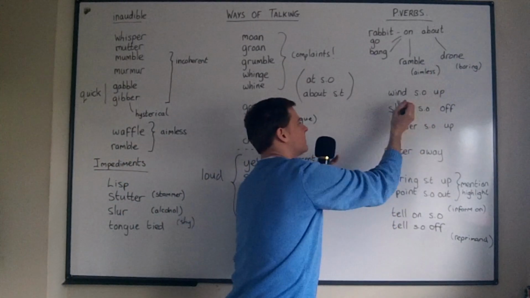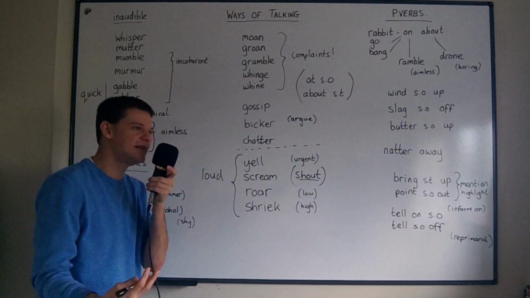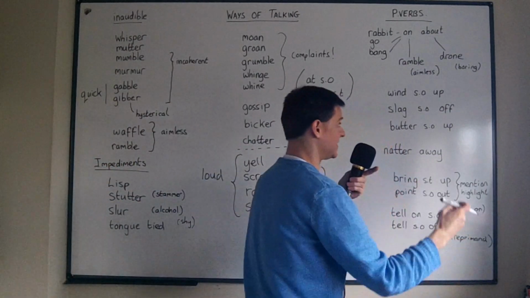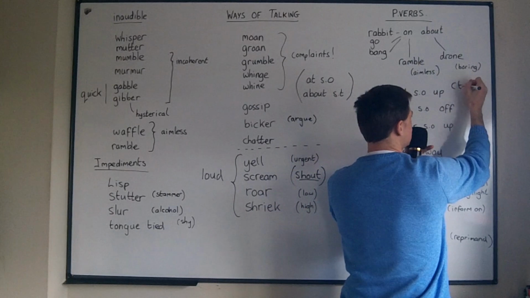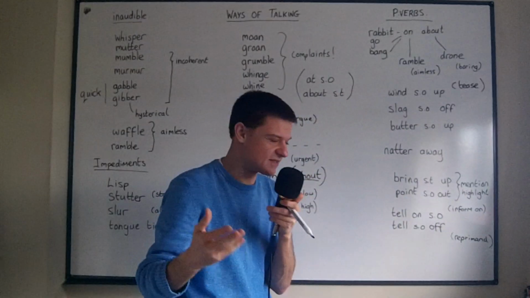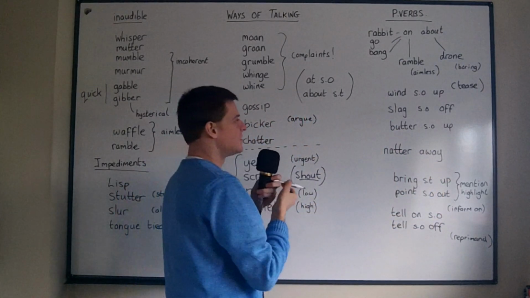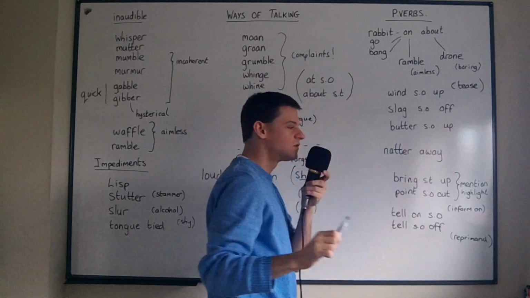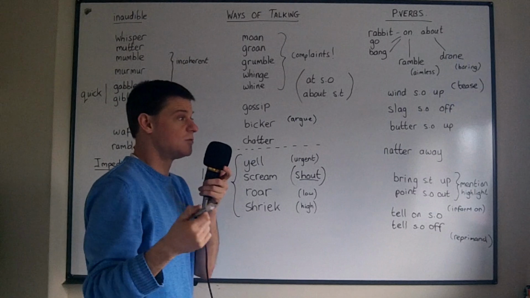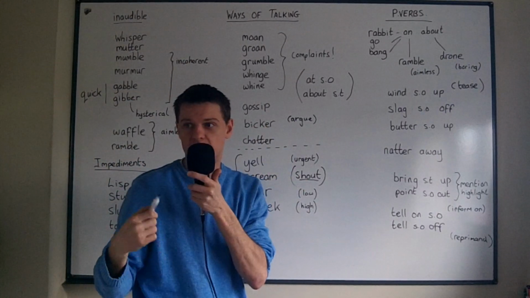So it's boring. Wind someone up is when you aggravate someone, you irritate them, you annoy them. And so if you're winding someone up, you're teasing them on purpose. Yeah, I would even say tease or annoy. You're doing it on purpose to get a reaction out of them and to make them get annoyed. If you slag someone off, you say bad things about them.